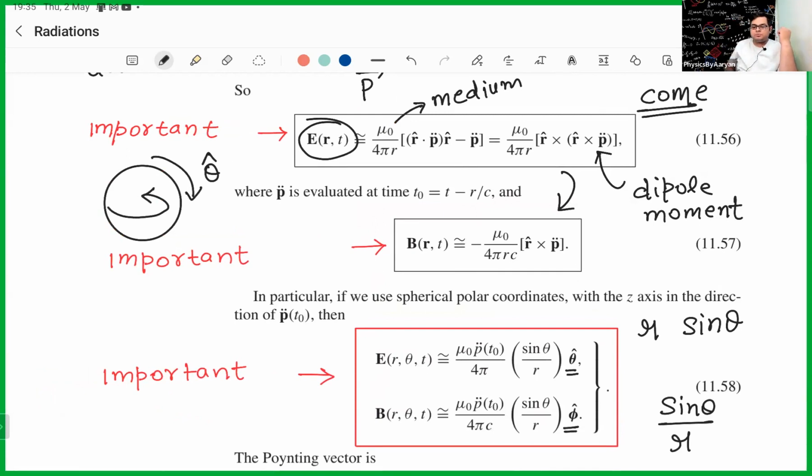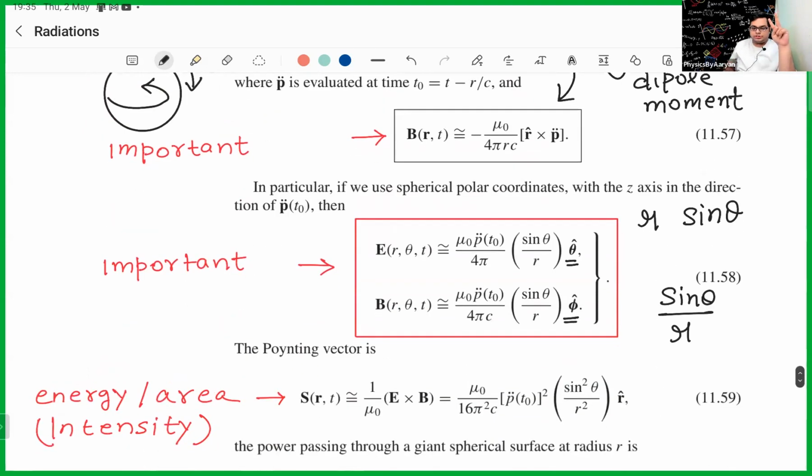And both of them depend upon two things: sine theta by r, and the double derivative of p, along with mu naught by 4 pi. There is only one c below that. That's all. Because if you want to go from the electric field to the magnetic field, all you have to do is divide by c, the speed of light.